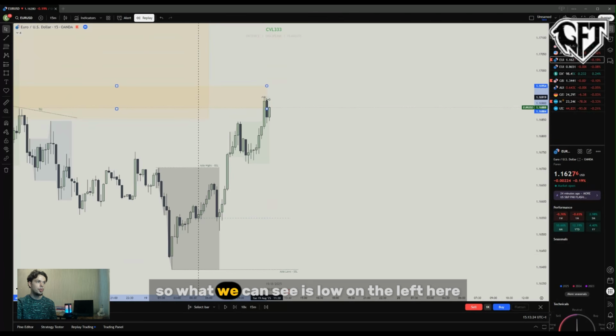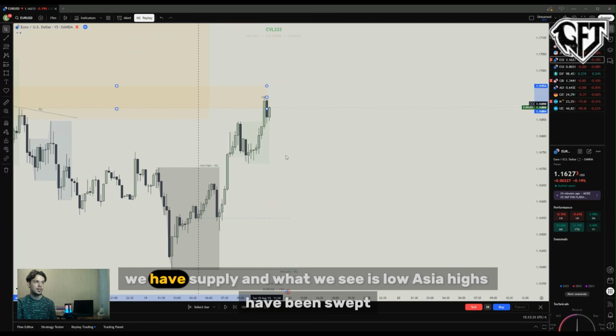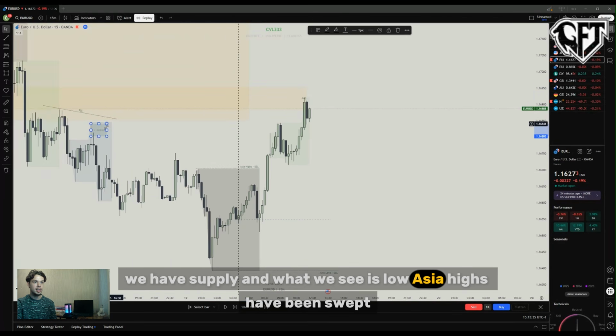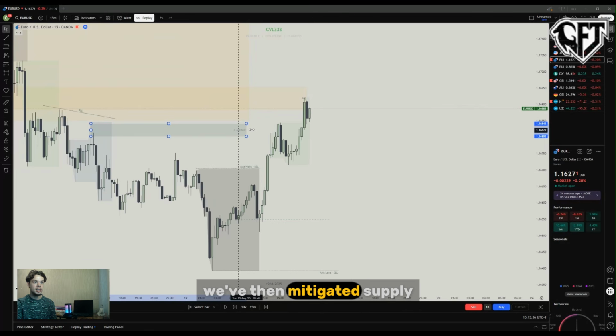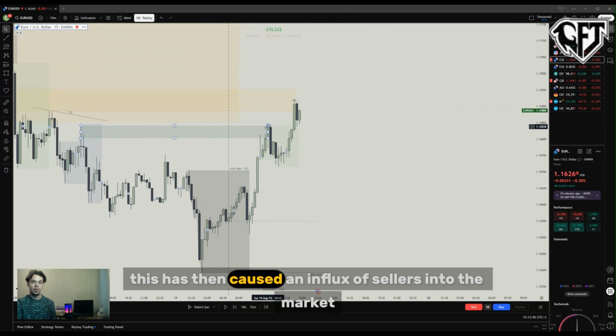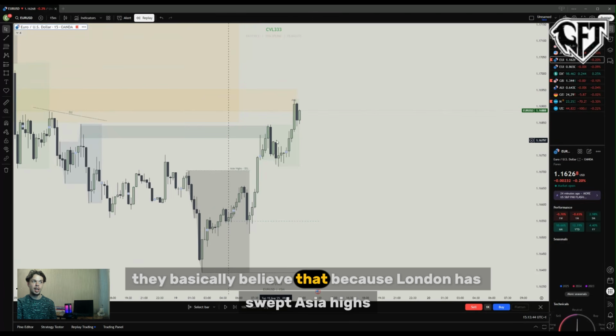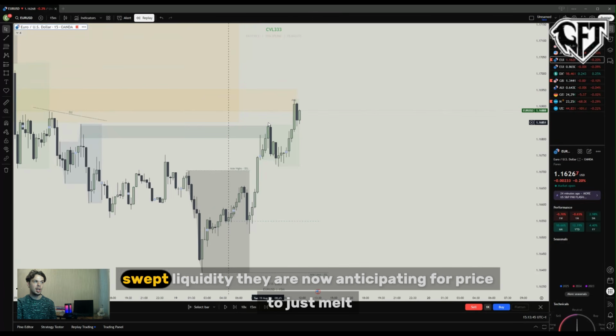So what we can see is, look, on the left here, we have supply. And we see Asia highs have been swept. We've then mitigated supply. This has then caused an influx of sellers into the market. They basically believe that because London has swept Asia highs, swept liquidity, they are now anticipating for price to just melt.